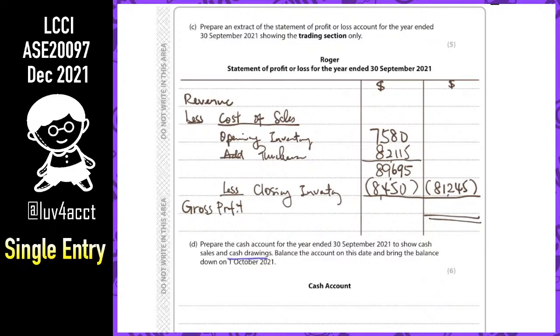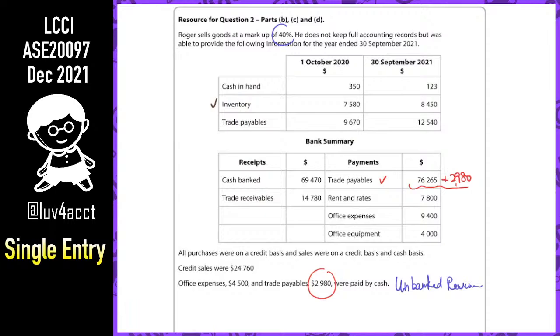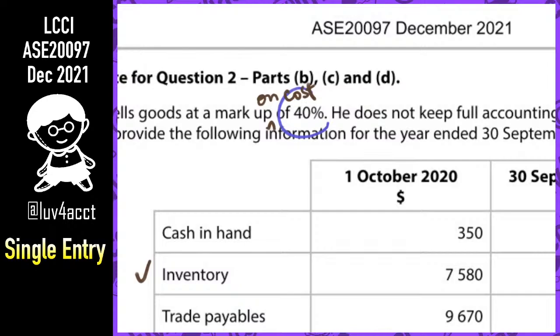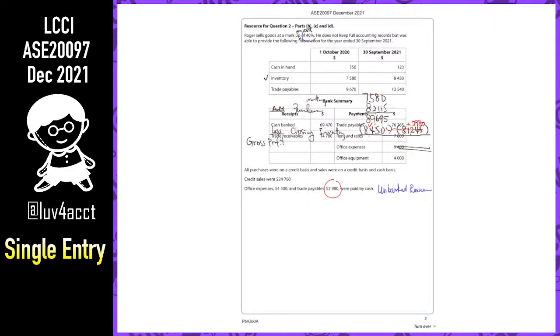Okay, so next we will go back to the question. Very important point, that is here. 40% markup. Remember, markup. I always use 2 more words to help my students remember: markup on cost. Always pair markup with the words on cost. The cost of sales we have already calculated. Then 40% of the cost of sales would be the gross profit. So now we can work on this.